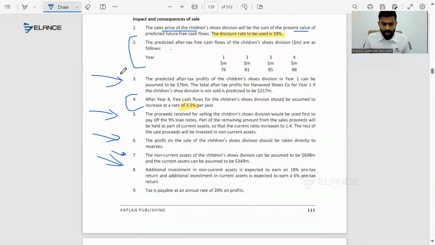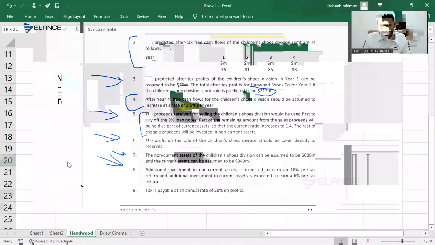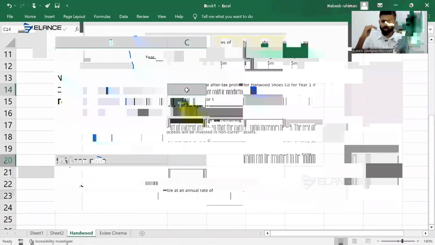Okay. See, adjustment number 3 is about the profit of the children's shoes division and the profit of the entire company, Handwood Shoes. This is for calculating earnings, profit after tax. And this is the hint about how we are going to use the money we are supposed to receive through the sale of the children's shoe division. They said they will pay off the 9% loan note. This will be cancelled. And some of the money will be invested in current assets in order to increase liquidity.